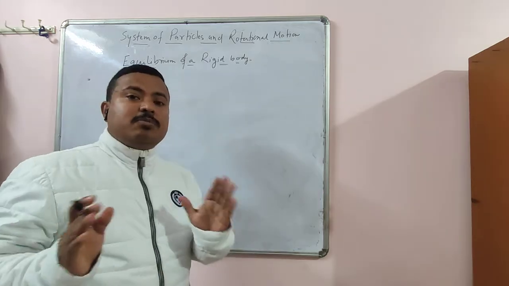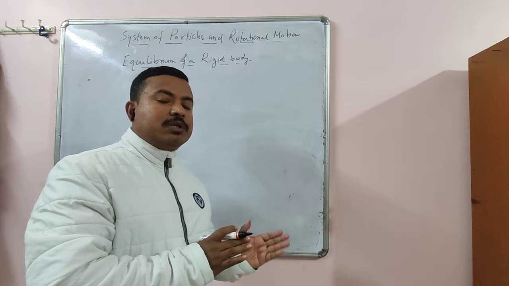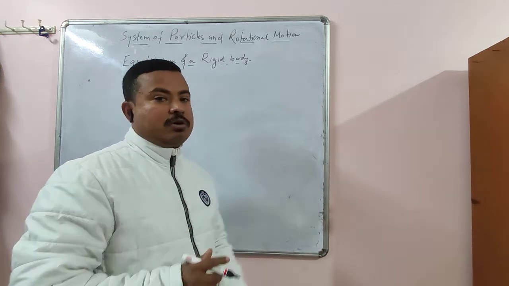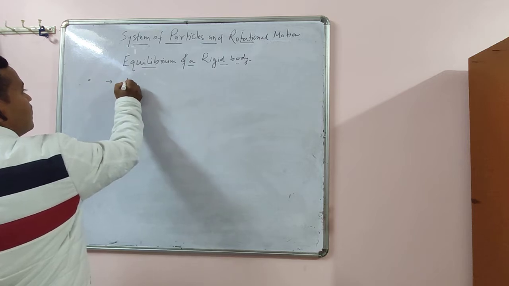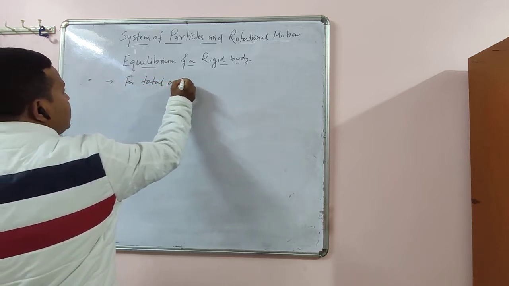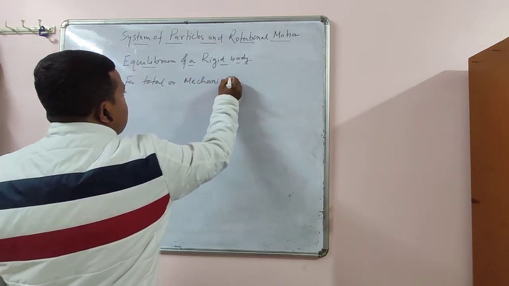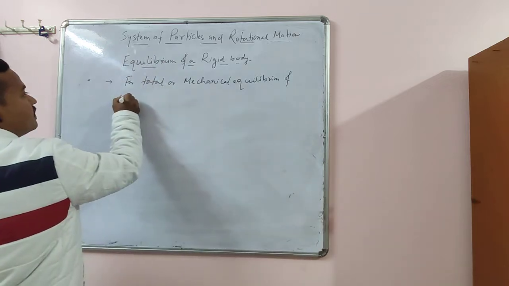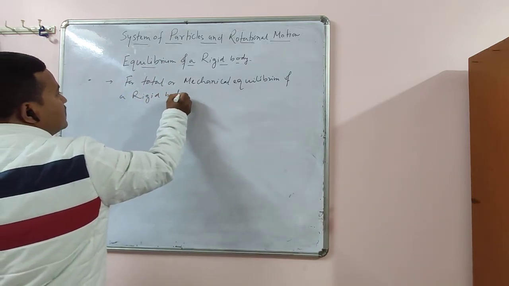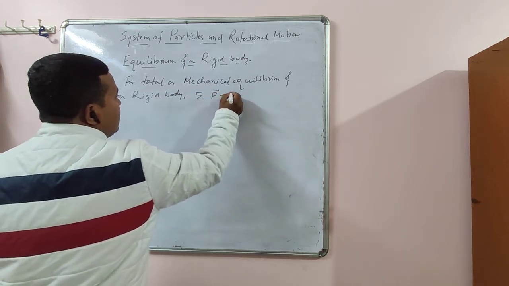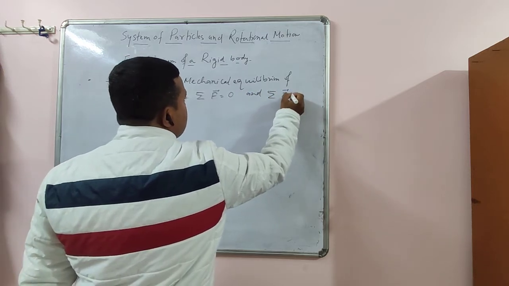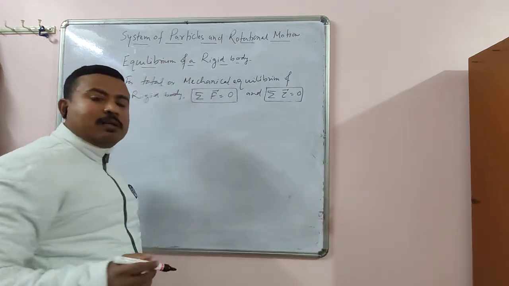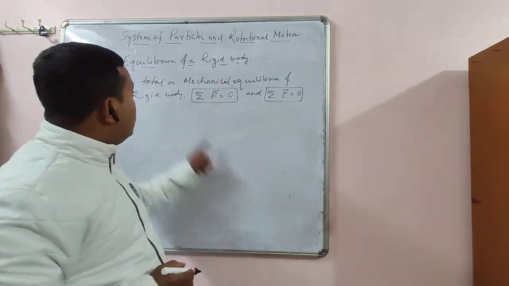Now you know a rigid body may have two types of motions. One is translational motion, one is rotational motion. So translational motion is due to a force and rotational motion is due to a torque. So you can say that for total or mechanical equilibrium of a rigid body, what is the condition? The total force as well as total torque should be zero. Okay, so if total force and total torque acting on a body is zero, then the body is said to be in mechanical equilibrium or total equilibrium.